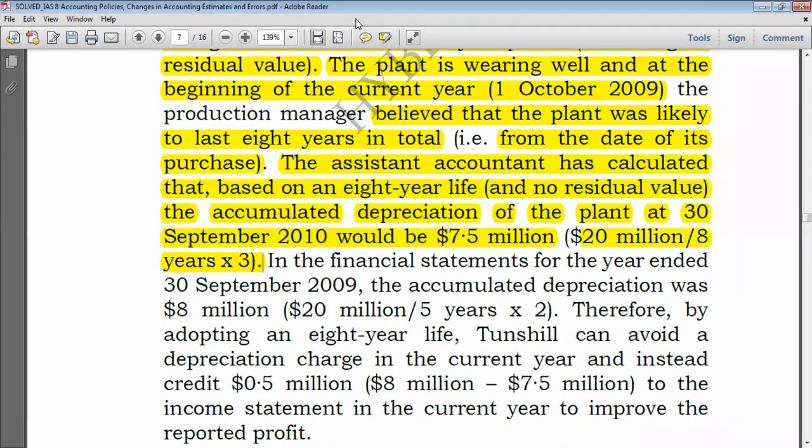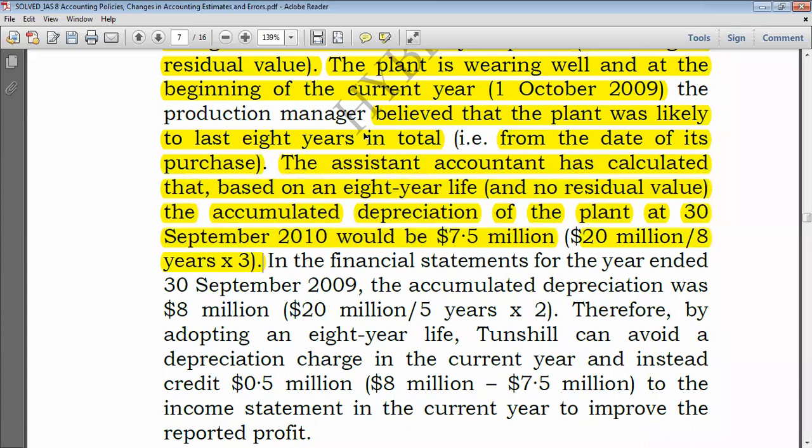This is wrong. You know, the change occurred on 1st October 2009. Since the change of depreciation is a change in accounting estimate, it should be applied prospectively from the current period going forward. You should not revise it in past periods. But what they did here is they revised it in past periods. They took 20 million over 8. This was very, very wrong. You do not have to revise depreciation of past periods.